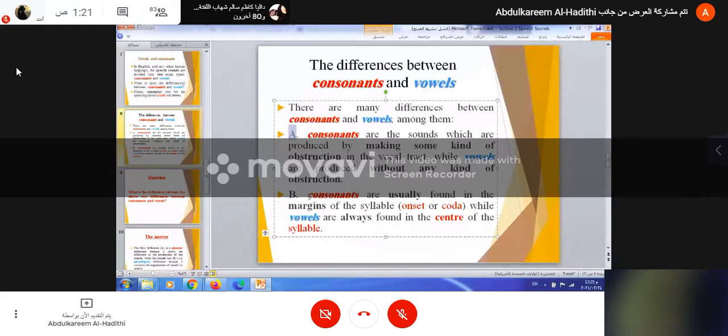The syllable is the unit of sound. While the consonant is found in the margins of the syllable.